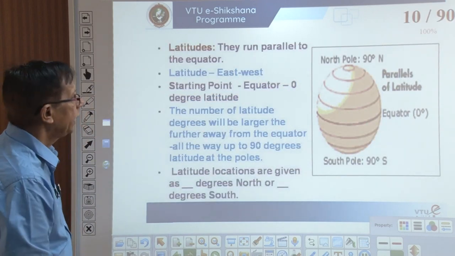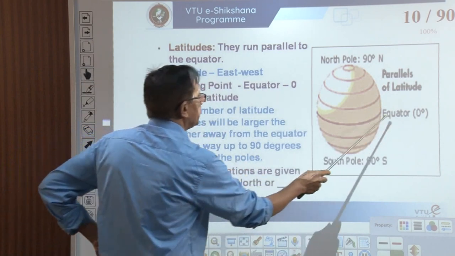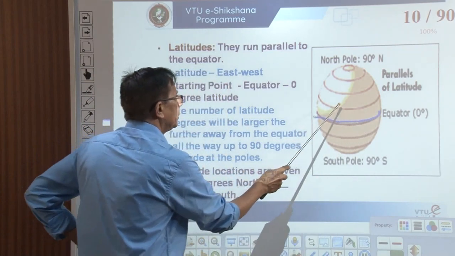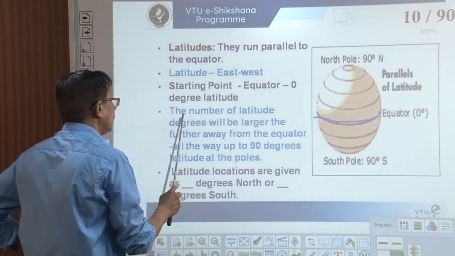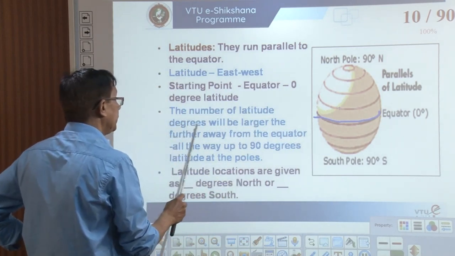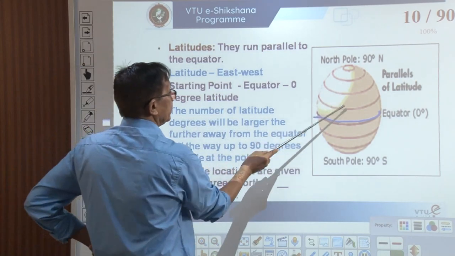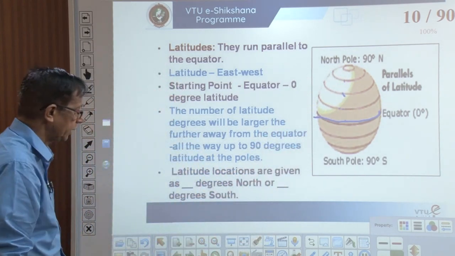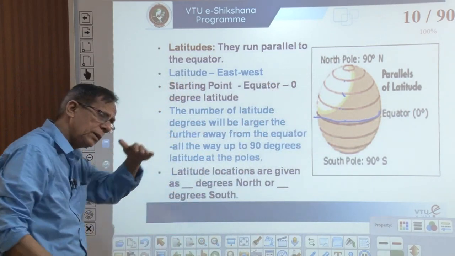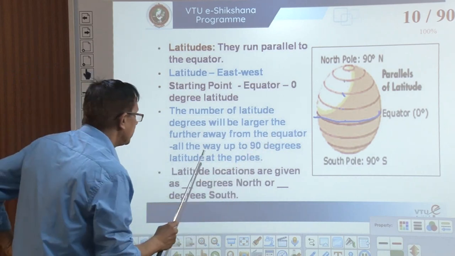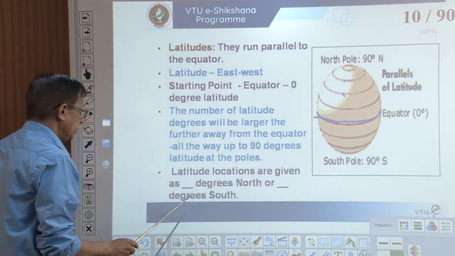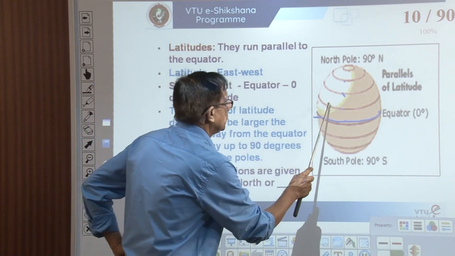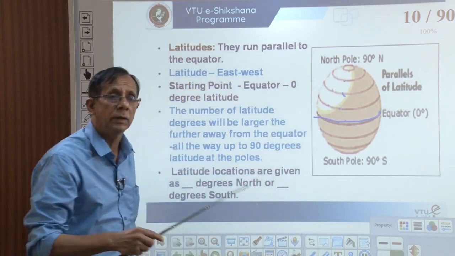Now, latitude, as I just mentioned, runs east to west, and the starting point is the equator. We have equator 0, then 20, 30, 40, 50, like that. The latitude value is larger the farther away you go. Here to here maybe 10, here maybe 20, maybe 30, and so on up to 90. Away from the equator the values increase, all the way up to 90 degrees. Latitude locations are given in degrees, minutes, etc.